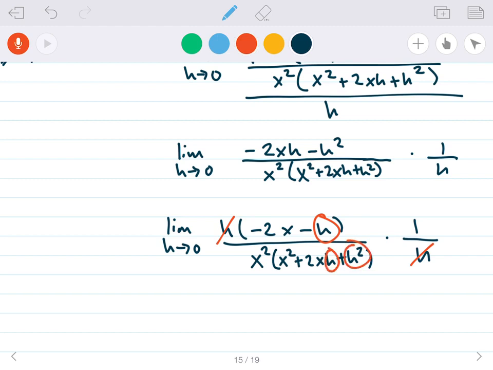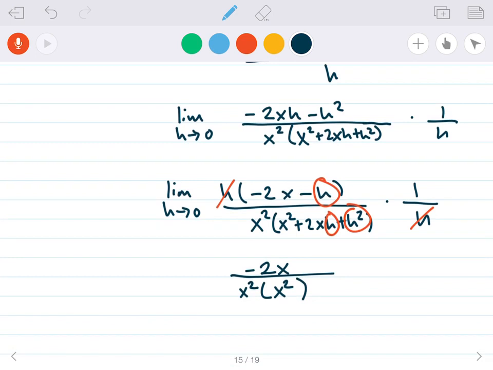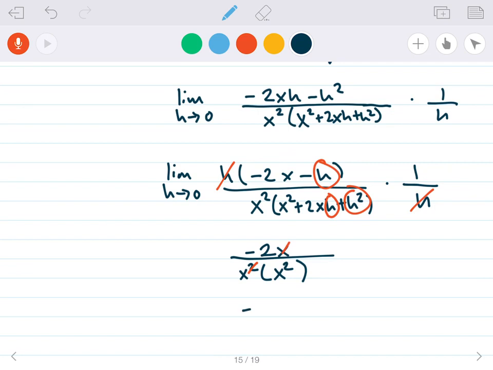Okay, so when I do that, I get negative 2x on top. That minus 0 is just nothing. And then I get on the bottom x squared times x squared. That's it, because the 2xh goes to 0, the h squared goes to 0. Okay, and so that's what I get. And then I can even further simplify this if I want to by canceling out an x on top and bottom. And so my derivative is just negative 2 over x to the third.